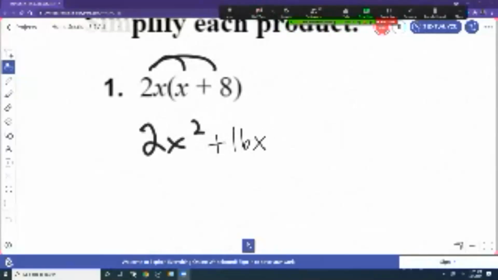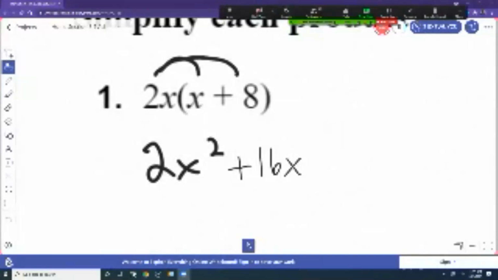So number one, we have 2x times x is 2x squared. 2x times 8 is 16x. So don't just leave. Make sure that you finish the problems, and then you tell me, sir, I've already uploaded my work. So please don't just leave.